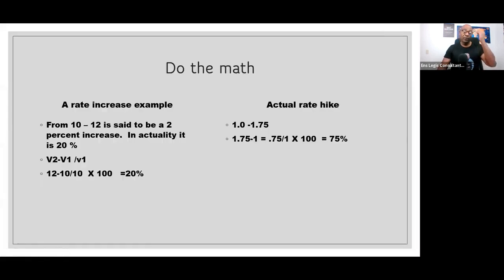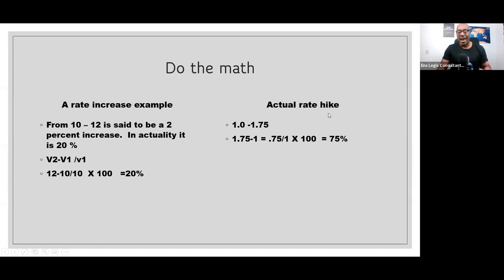But let's do the math real quick, and bear with me on this. Even though the Fed said a 0.75% or 0.75 basis point increase, let me show you what that actually means. So let's take on the left-hand side here, a rate increase example. You have something that was 10% and now it goes to 12%. Well, from 10% to 12%, many people will say, well, it's only a 2% increase. No, it is not. You have to take the 12, subtract the 10, and then you divide it by the 10. That gives you 0.20. You multiply that by 100, that gives you 20%. So from 10% to 12% is a 20% increase.